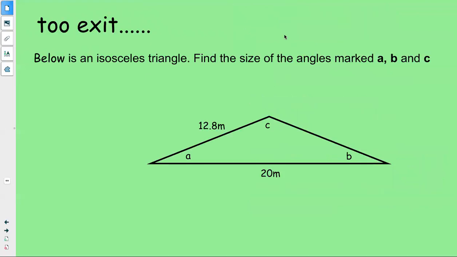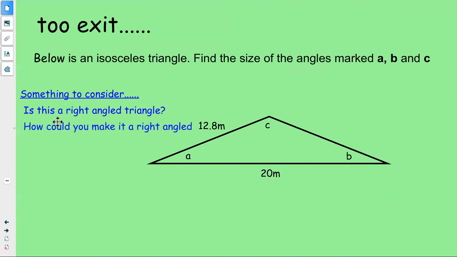Okay, and another question here. It says, below is an isosceles triangle. Find the sides of the angles marked A, B, and C. Now remember, what we have learned only works with a right angle triangle. Here's something to consider. I don't want to tell you this too much, but something to consider. Is this a right angle triangle? No, not at the moment. Is there something I can do to make it a right angle triangle or split it into 2 right angle triangles? There's a very huge clue there.